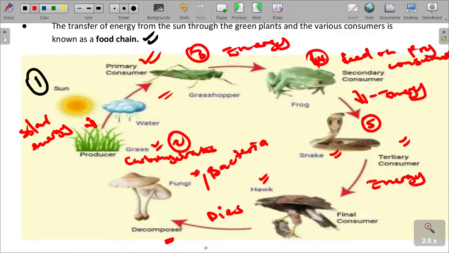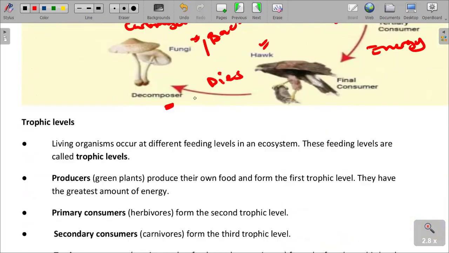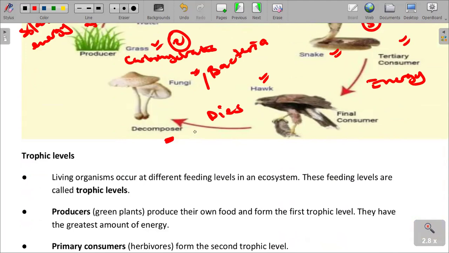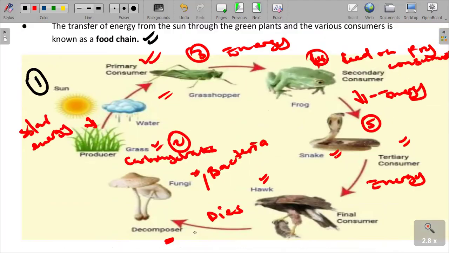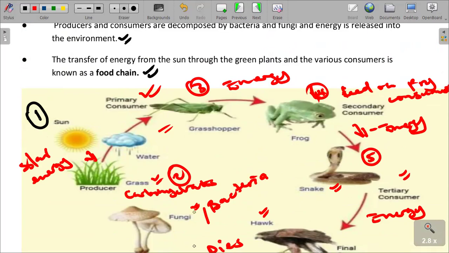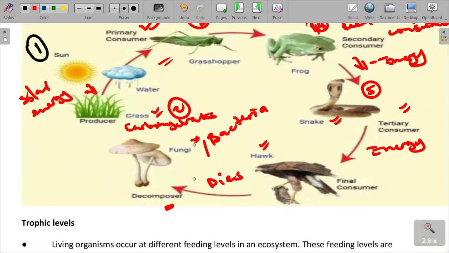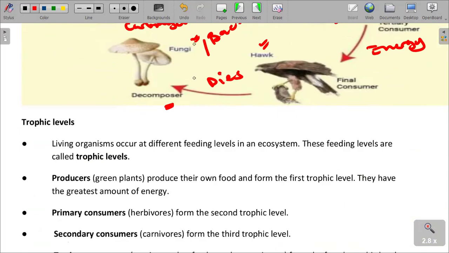And one thing that we need to understand is that energy is lost at each level as a result of heat, as a result of waste, as a result of what? Respiration. That is what we need to understand when it comes to the food chain. When we talk about the food chain, we cannot forget that. We must not miss that one.